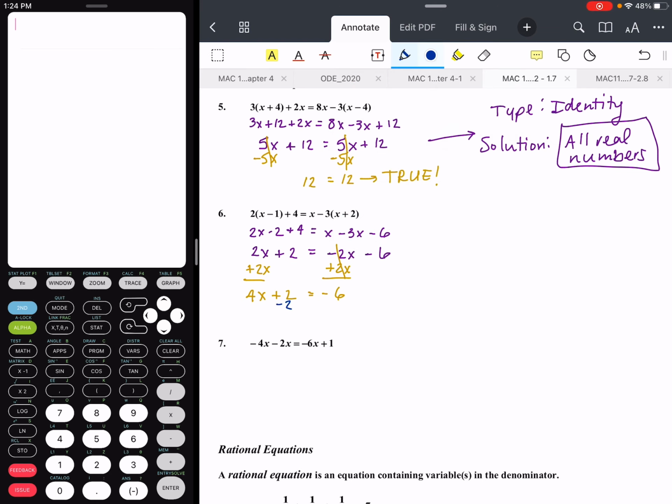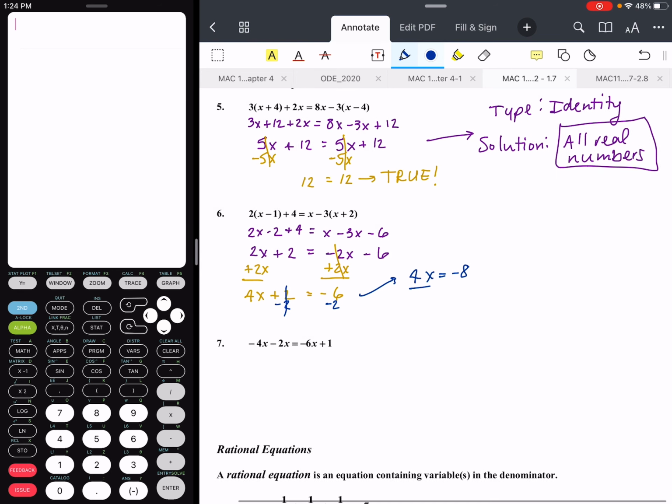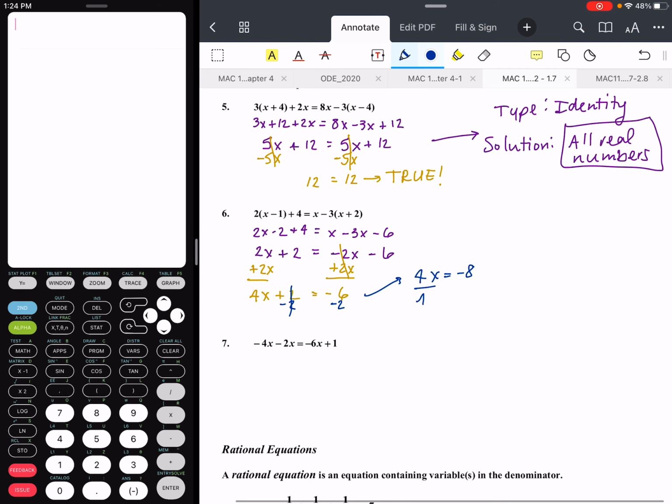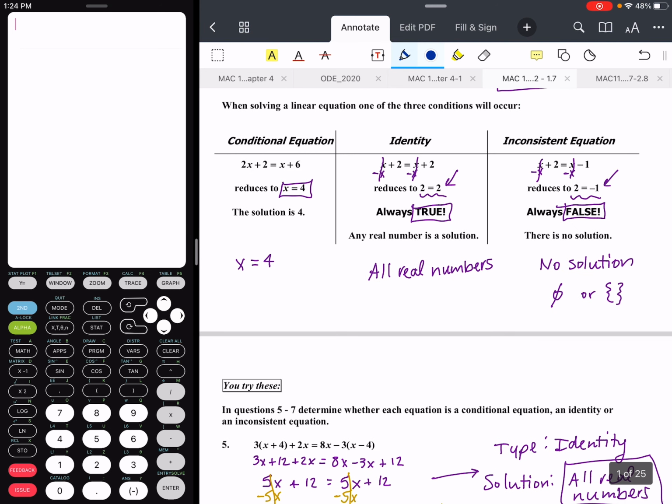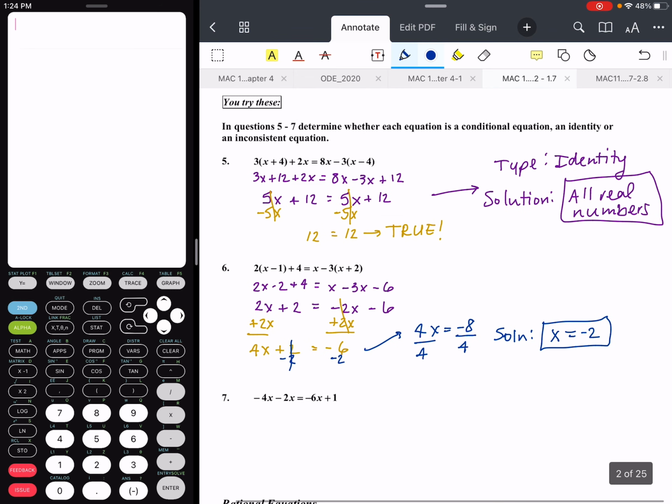And then subtract 2 from both sides. So at this point I have 4x equals negative 8. Divide both sides by 4. And that gives me my solution. That's my abbreviation for solution. X equals negative 2. So because this equation works as long as x equals negative 2, we have that conditional equation on the left-hand side. So the type is a conditional equation.